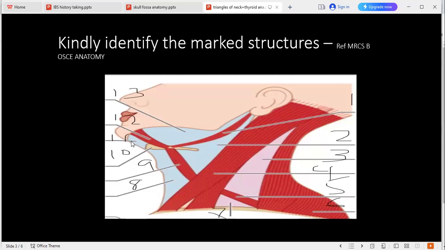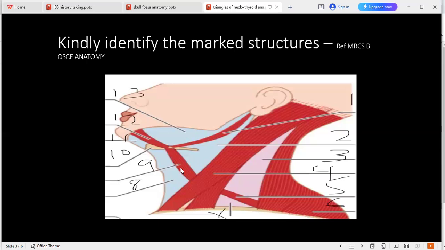Number 11 is the submental triangle. Please tell me the contents of the submental triangle. It has some lymph nodes and genioglossus muscle. No. The omohyoid muscle, superior belly of omohyoid, thyrohyoid muscle, and the hyoid bone.